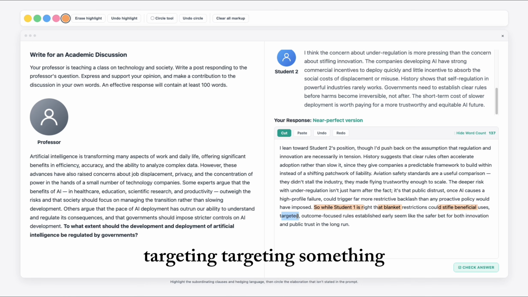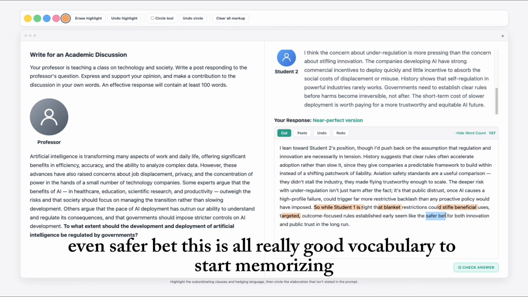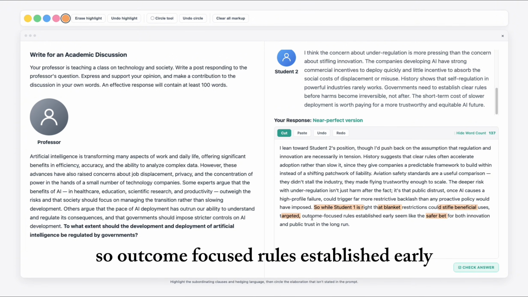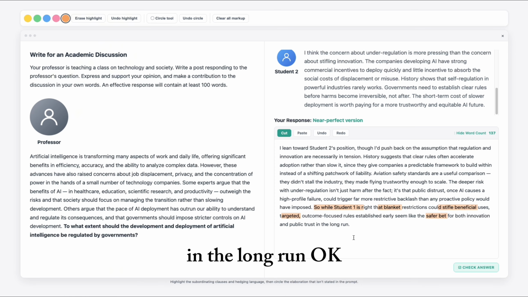targeting something, outcome-focused rules established early seem like the safer bet, even safer bet. This is all really good vocabulary to start memorizing and start working into your particular outputs for this writing. So outcome-focused rules established early seem like the safer bet for both innovation and public trust in the long run.